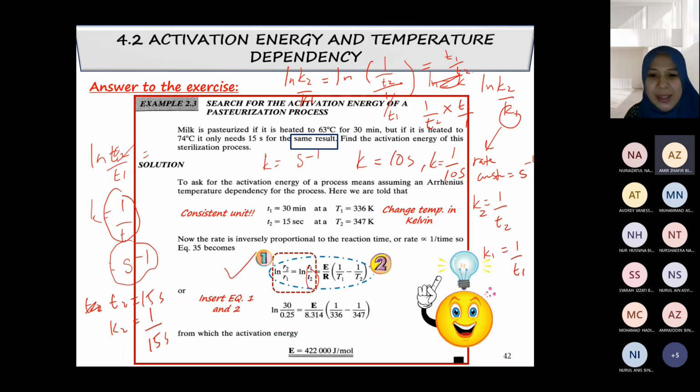So jawapannya you akan dapat ni lah. E yang you nak cari kan, which is the activation energy, E. R is 8.314 J mol per K. So masukkan dia balik, then you get the 422,000 J over mol. That's the answer.